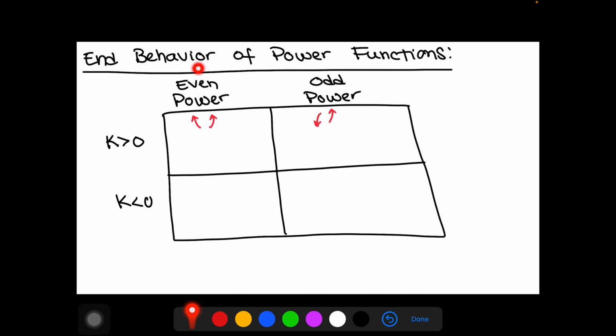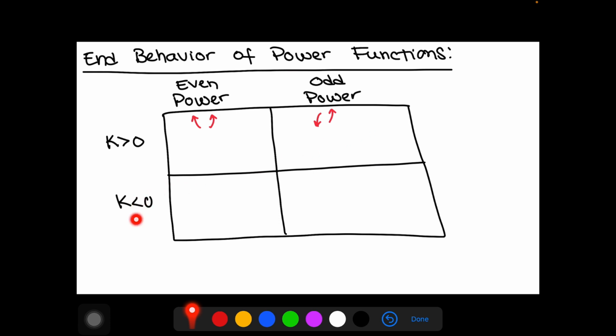We can summarize the end behavior, so what happens at the ends of a graph if we have a power function. We just saw that if we have an even power, like x squared or x to the fourth, both ends go up. But if we have an odd power, like x to the third or x to the fifth, the right side goes up and the left side goes down.